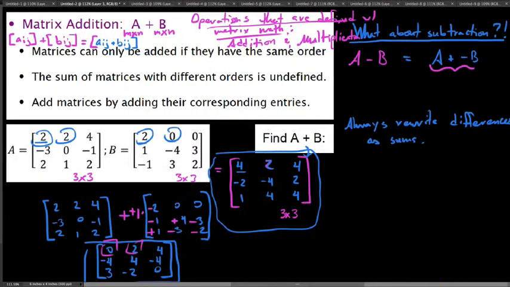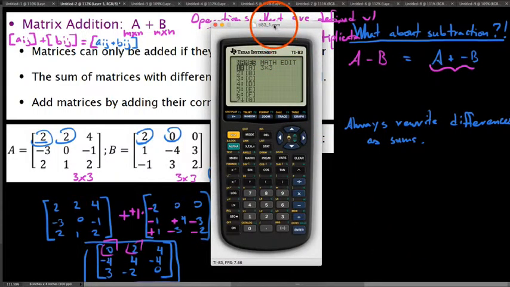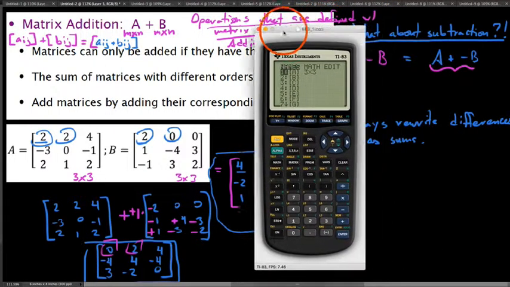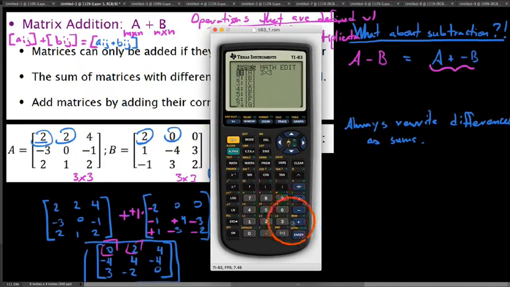Okay. So the last thing I want to do in this video is take a look at, could I have done this on a calculator, A plus B? What I want everybody to see here is this. I've already gone ahead and typed in matrix A right here, and I'll just show you this. If I hit enter on A, here's my matrix A. You can see I've got my 2, 2, 4, negative 3, 0, negative 1, and so on. What I want to do is find A plus B in my calculator. So I need to put this in for matrix B.